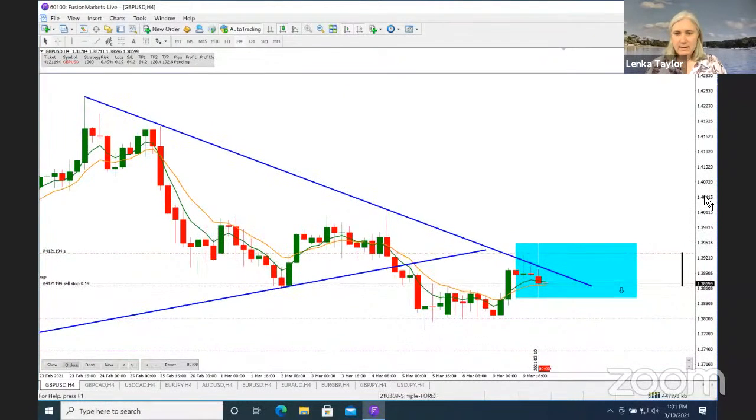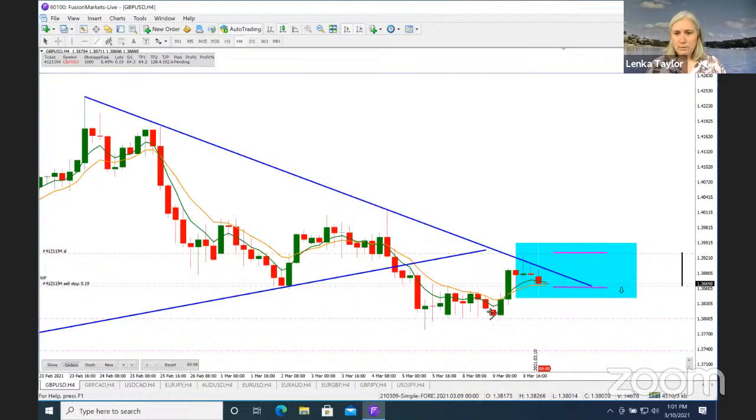So I like this setup because of the nice, strong high test bar, then an inside bar, and then that nice red bar following it. So I shall mark out the areas if you want to enter that trade, if you're following along.